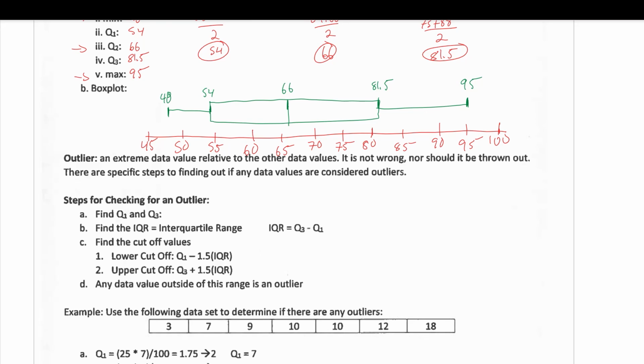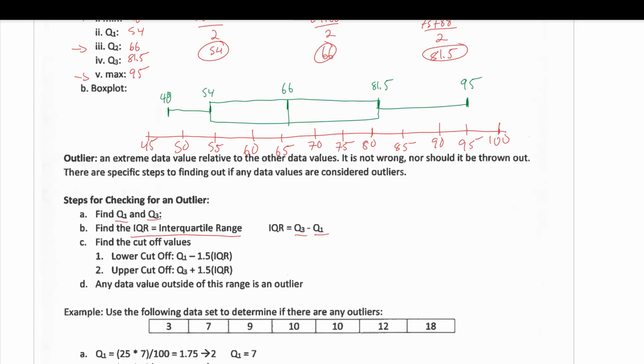So in order to check for an outlier, you have to follow this procedure here. Come up with the first and third quartile, and we calculate what's called the interquartile range. That's just the difference between your third and your first quartile. That essentially is the range of the middle 50% of the data.